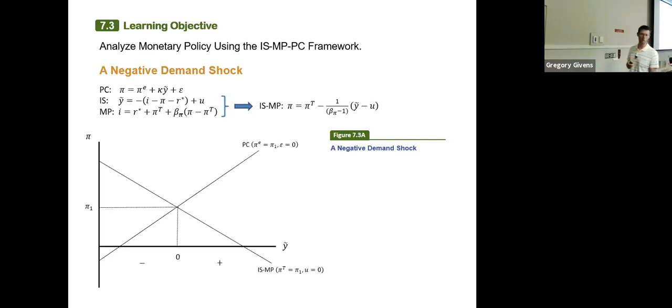Okay, so let's take this one step at a time. If there's a negative demand shock, what is going to happen graphically to the new Keynesian model? Does it affect the Phillips curve or the ISMP curve?